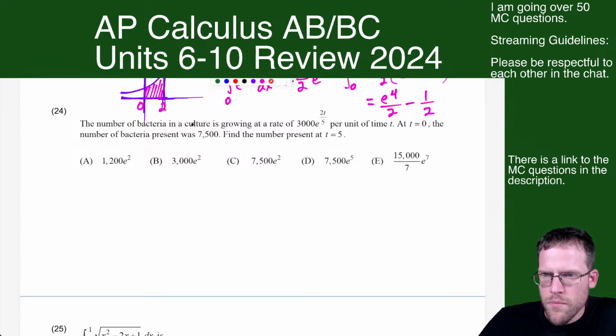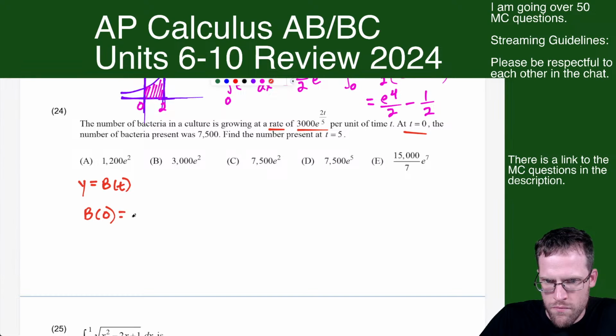All right, let's see. The number of bacteria in a culture is growing at a rate of this many per unit of time t. At t equals 0, the number of bacteria, I'll just say P of t. Actually, how about B of t for bacteria at time t? So we'll say y equals B of t, and this is the amount of bacteria. So here, B of 0 is 7,500. And they're telling us B prime is 3,000 e to the 2t over 5.